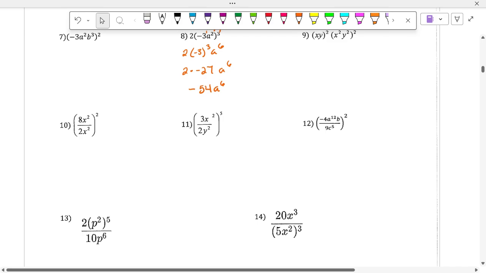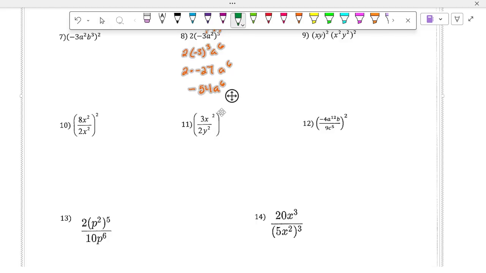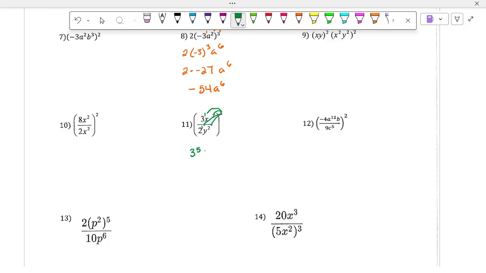All right, we'll do 2 more. So number 11. All right, you multiply this 5 to every single base in here, so even to the numerical bases. So this would be 3 to the 5th times x to the 10th over 2 to the 5th times y to the 10th. And then we just simplify where needed.